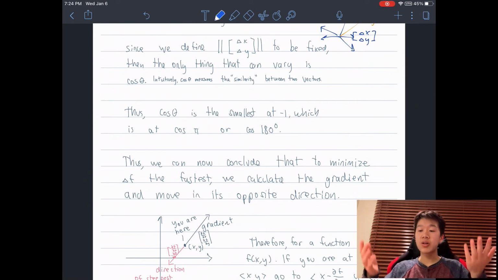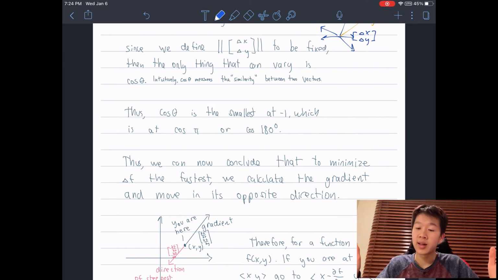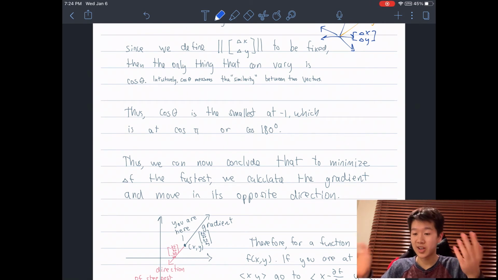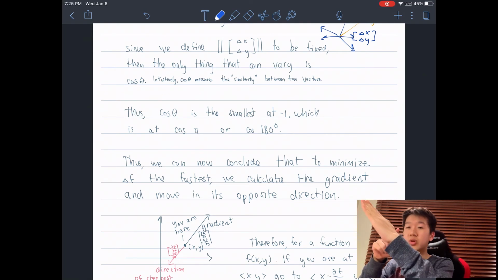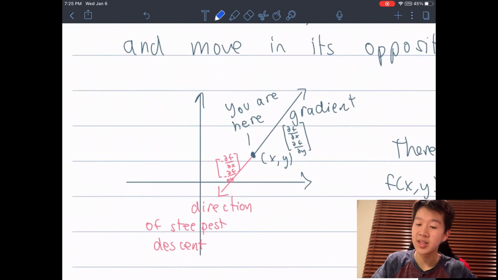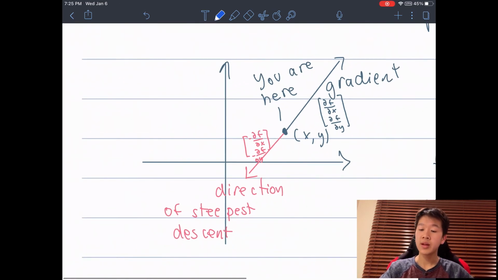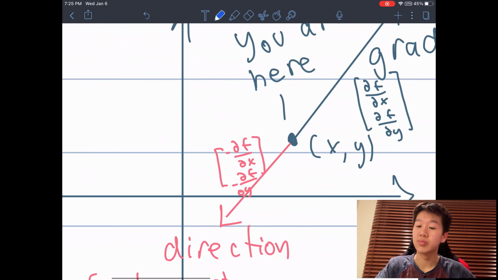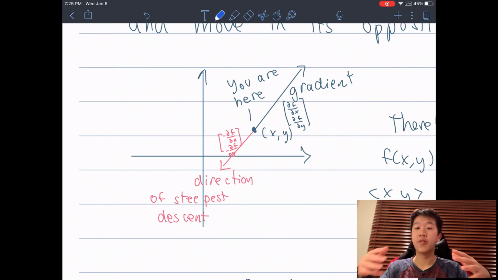So we can now conclude that to minimize delta f the fastest, we calculate the gradient and we move in its opposite direction. So basically we want the step we're taking and the gradient to be separated by an angle of 180 degrees. That means if the gradient is here, you want to go here. And as you can see, if you have the gradient, del f over del x, del f over del y at the point xy, then you want to go the other way. So minus del f over del x, minus del f over del y, and this is the direction of steepest descent.